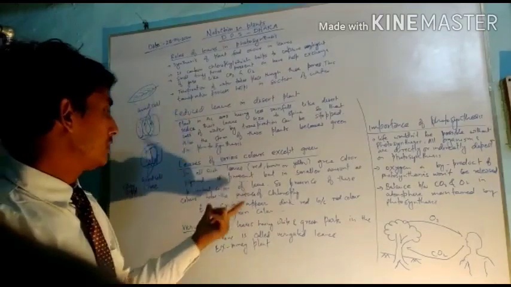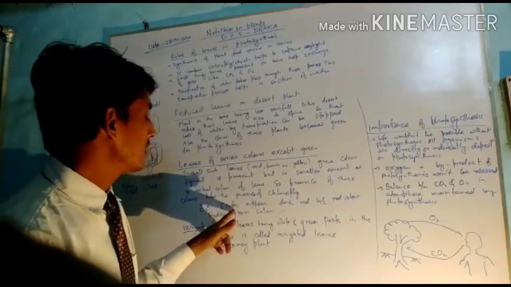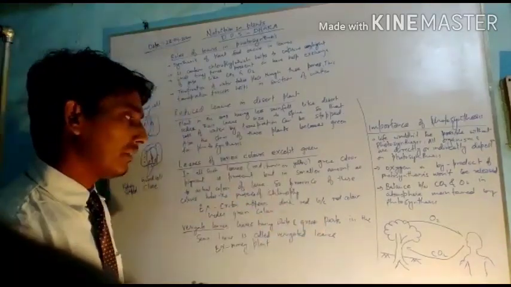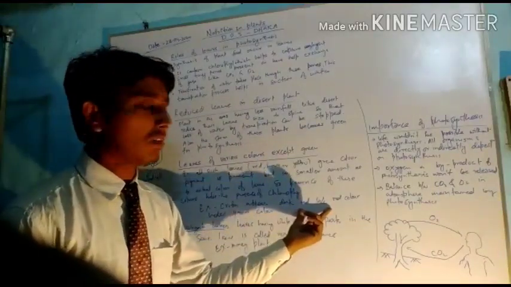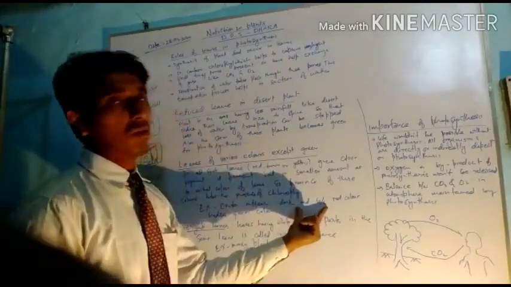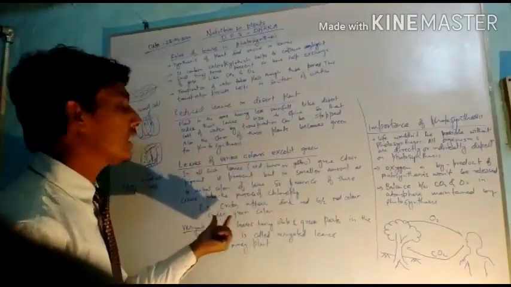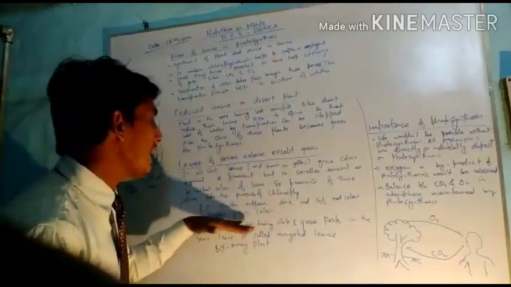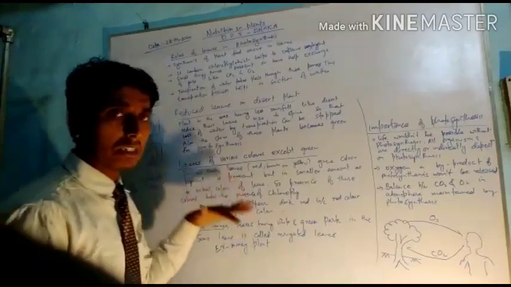Example of this red color leaf is croton. Croton is a plant which is having dark red color leaves. But this doesn't mean that the leaf is not having any chlorophyll. The leaf is having chlorophyll, but the red color pigment is more and the green color pigment is less. So this red color is hiding the green color, but there is chlorophyll present in the leaves, and photosynthesis occurs in those leaves.